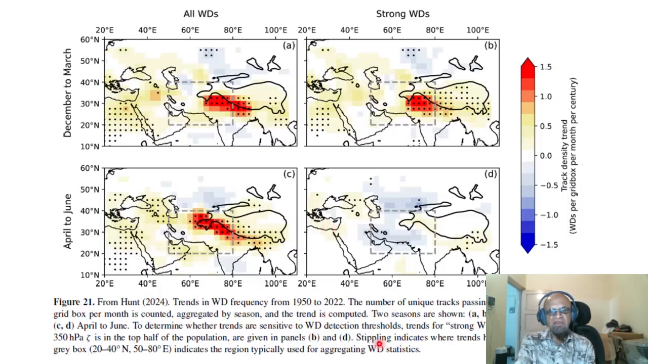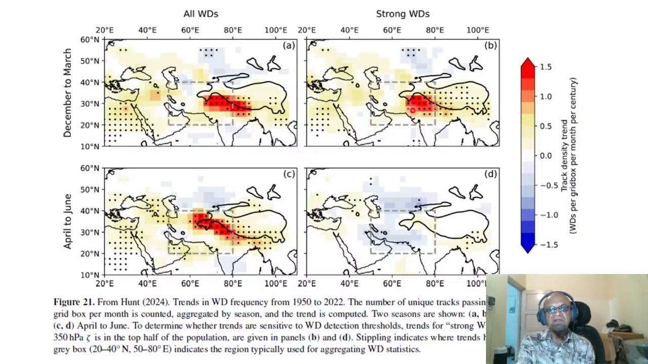To determine whether trends are sensitive to WD detection thresholds, trends for strong WDs, i.e. those whose 350 hectopascal relative vorticity is in the top half of the population, are given in panels B and D, so separating the strong ones. Stippling indicates where trends have statistical significance, and the gray boxes indicate the region typically used for aggregating WD statistics. So you can see here track density trend, WDs per grid box per month per century.